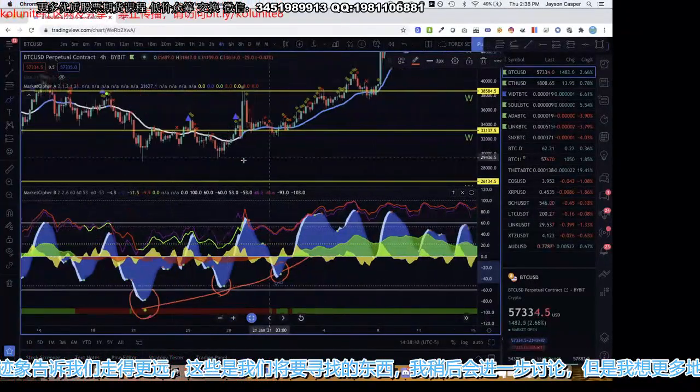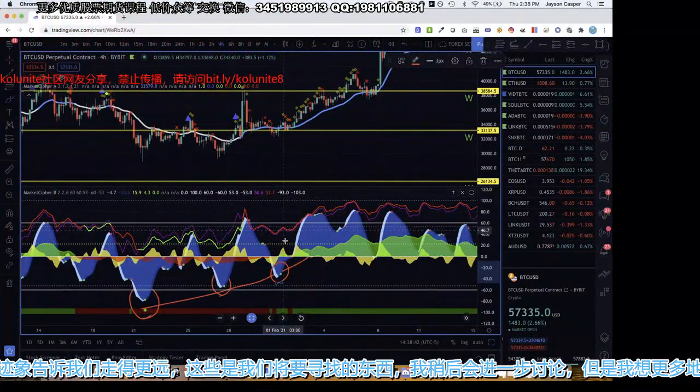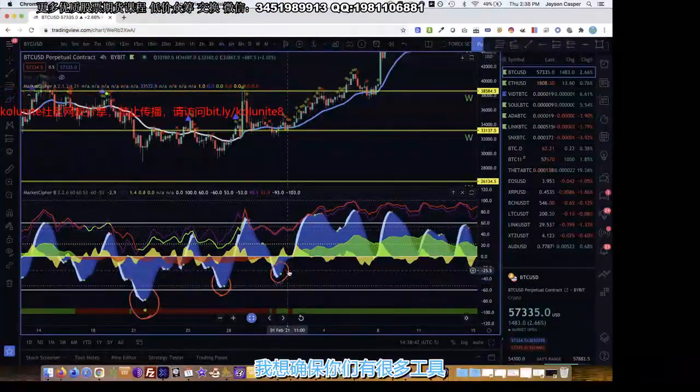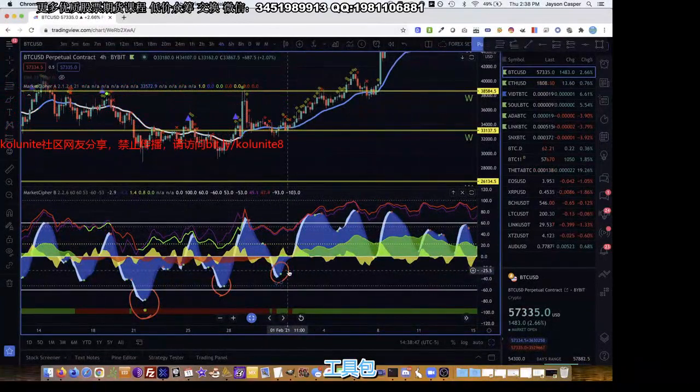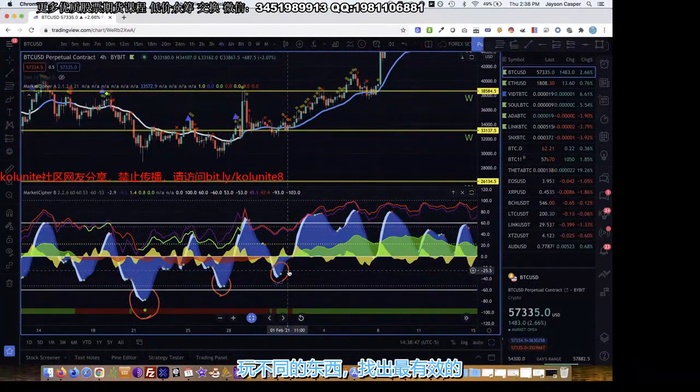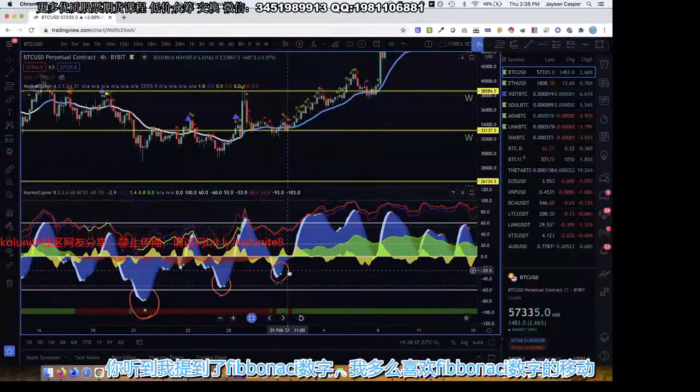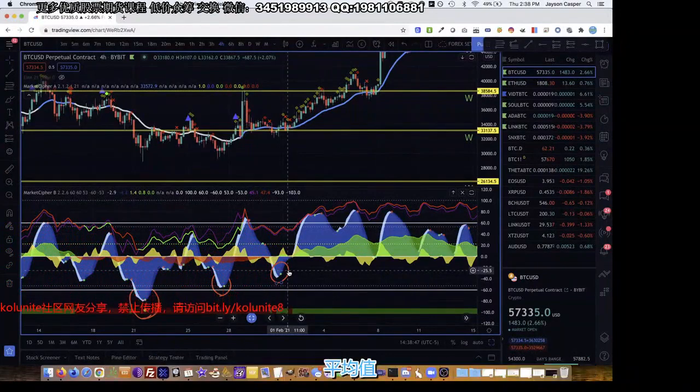And I'm going to get more into that later, but I want to talk more about moving averages because there's a lot of things we can do with this, and I want to make sure you guys have a lot of tools in your toolkit to play around with different things and find out what works best for you. You heard me mention the Fibonacci numbers, how I like the Fibonacci number moving averages.